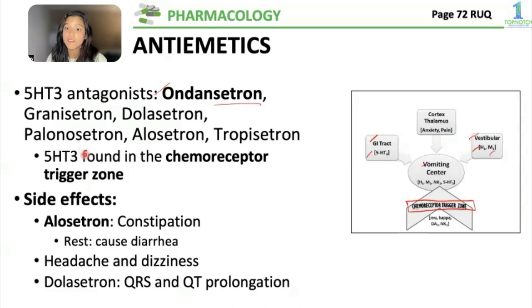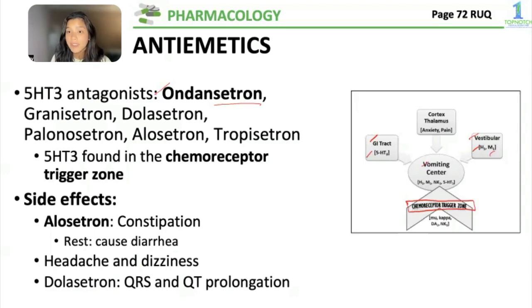So why is it most effective in post-chemotherapy nausea and vomiting? During chemotherapy, serotonin is released by your enterochromaffin cells of the small intestines, and this stimulates the vagal afferents to initiate the vomiting reflex. So it is serotonin mediated. So by inhibiting your 5-HT3 or by antagonizing your 5-HT3, you are able to reduce this effect.